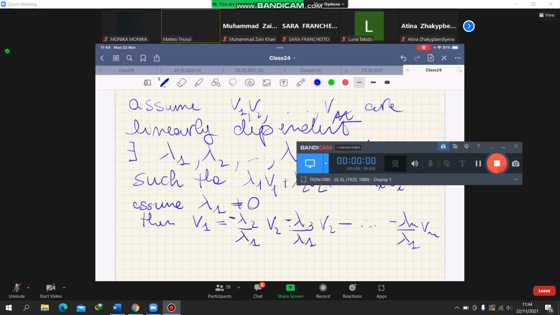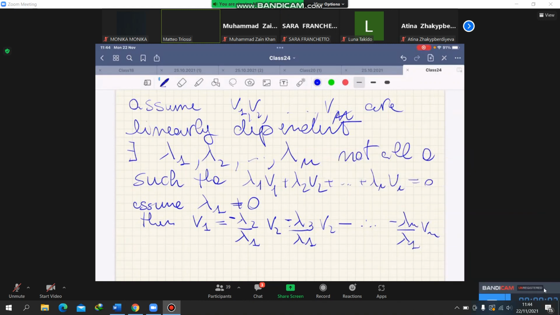This vector V1 was already present in the other vectors. So at all ends, if I have already the other vectors, I don't need to consider V1.